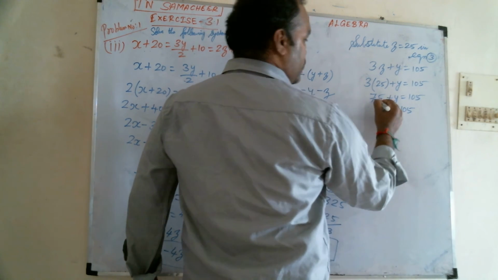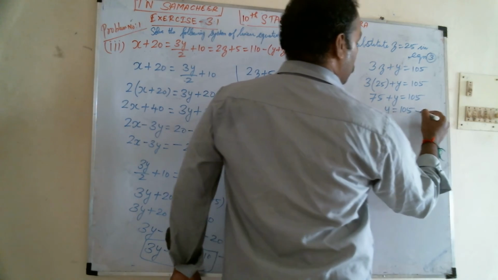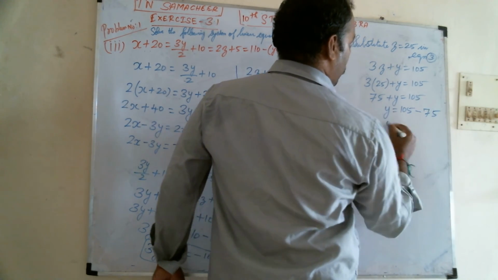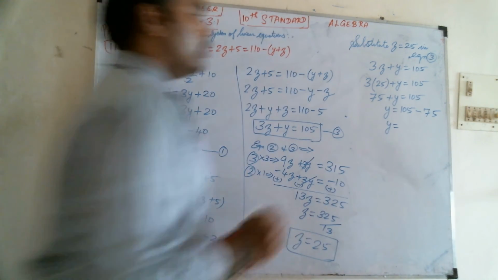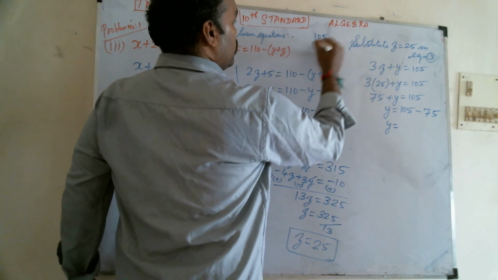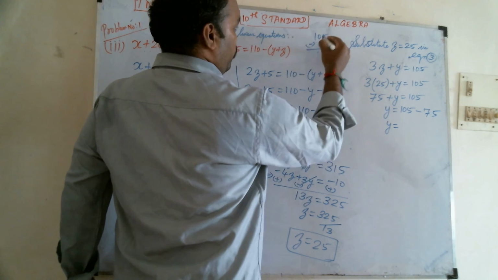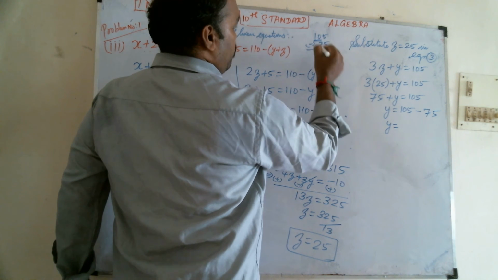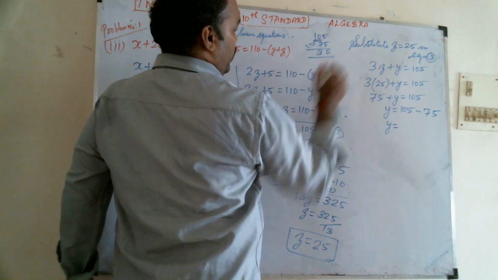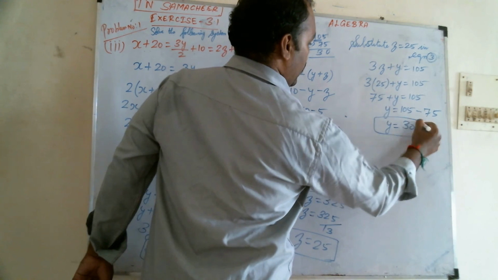105 plus 75. If it goes to the right side, what will it become? Minus 75. So y equal to 105 minus 75 is how much? 5 minus 5, 0. This is 10. 10 minus 7, 3. So 30 is the answer.